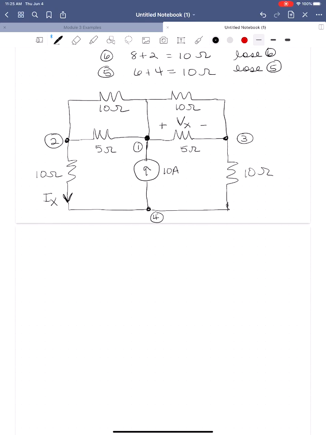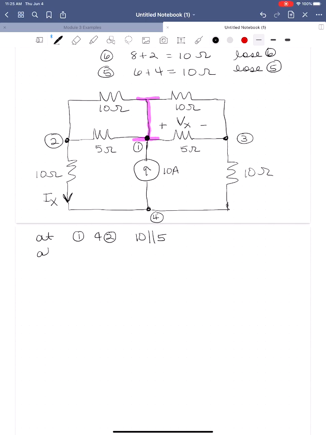Okay, so now we should look for, we did series first time, now we'll do parallel. And between node 1 and node 2, remember this is all one node, and I'm going to highlight this again. Remember that this is all one node here, okay, node 1. So at node 1 and node 2, we have 10 in parallel with 5.